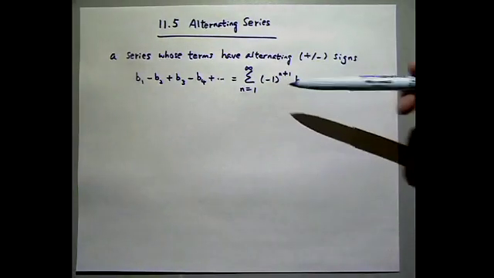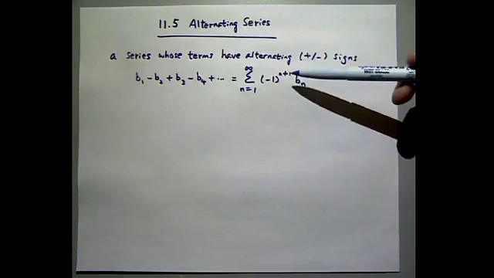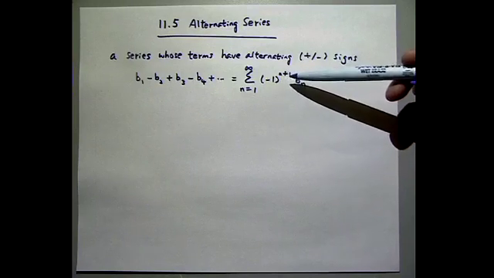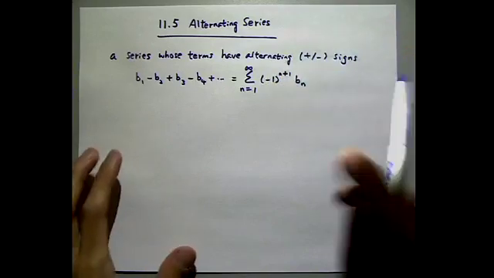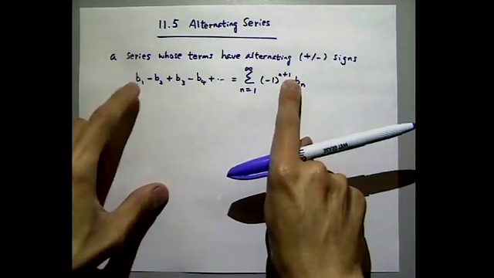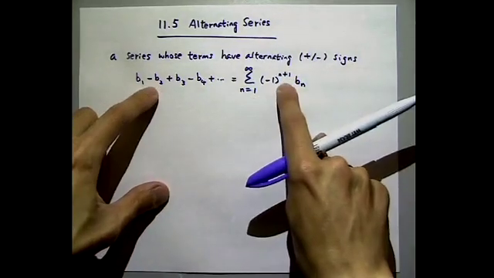This minus 1 to the n plus 1, this is what's causing the plus and minus signs. Minus 1 is negative if the power is odd, but if the power is even, this is positive 1. So notice when n is equal to 1, we have minus 1 squared. That gives me a positive number. And then n is equal to 2 gives me a negative.